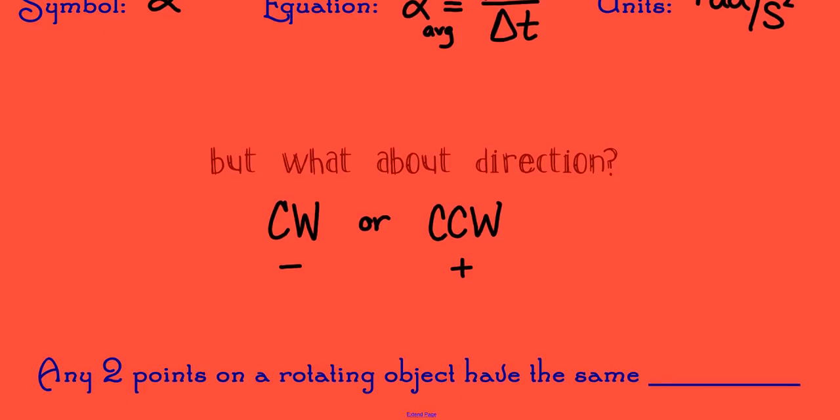One final fact here before we move on, and that's the fact that any 2 points on a rotating object have the same angular displacement, the same angular velocity, and the same angular acceleration. So going back to the example that we had at the beginning of the spinning CD, any point on that spinning CD would always have the same of these 3 quantities.